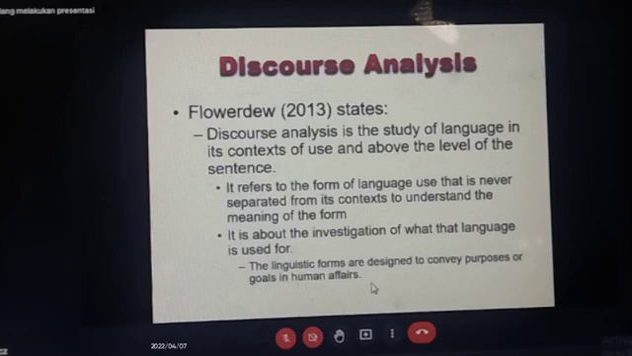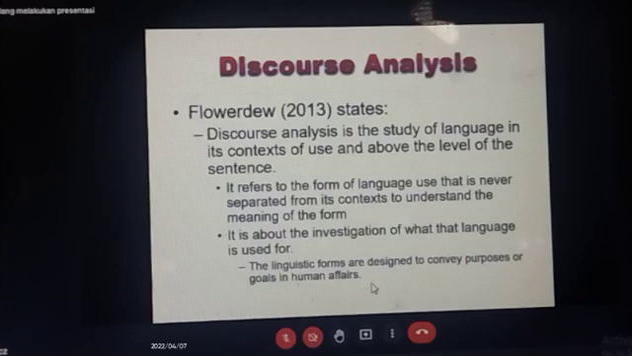According to Flowerdew, discourse analysis is the study of language in its context of use and above the level of the sentence. So this is about language and context, and how to analyze language above the level of the sentence. It means that the form of language cannot be separated from the context. The language used by the speakers in communication cannot be separated from the context, because in the context you will find what that language is used for.